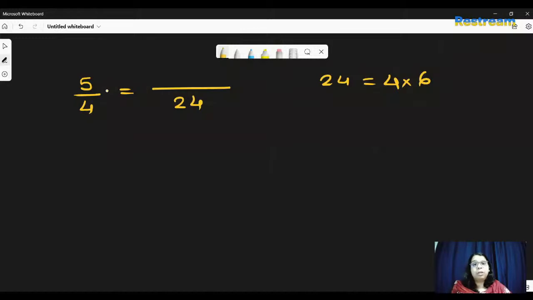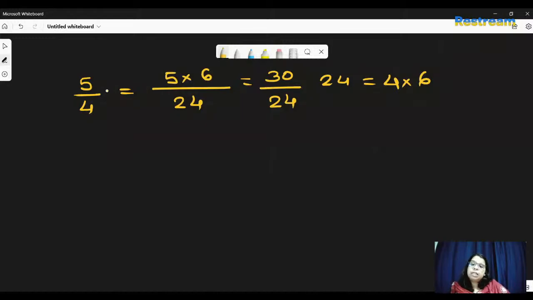Okay, so let's say I have a fraction 5 by 4, and I have to express it with a denominator of 24. That means whatever operation I have done on the denominator, I have to do the same operation on the numerator. So what is 24? 24 is 4 times 6. I know that I multiplied my denominator with 6, so I have to multiply the numerator also by 6. So this becomes 30 over 24.